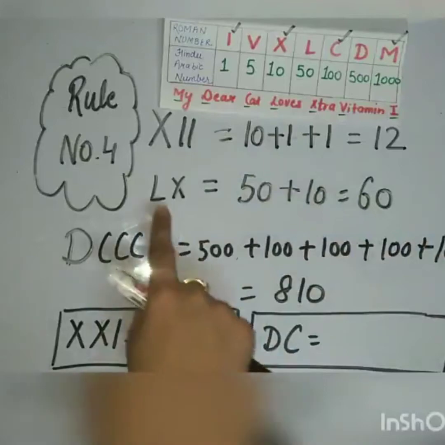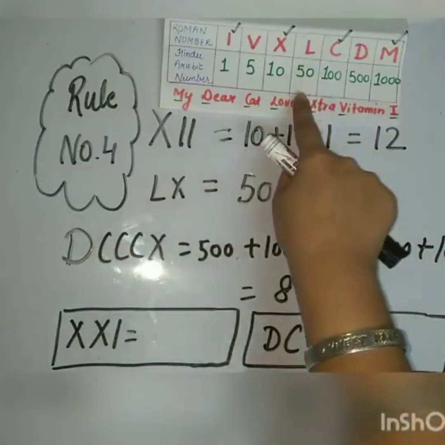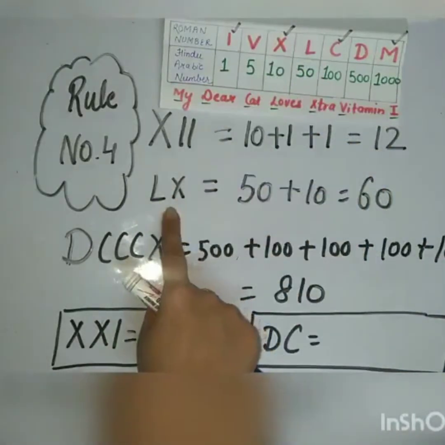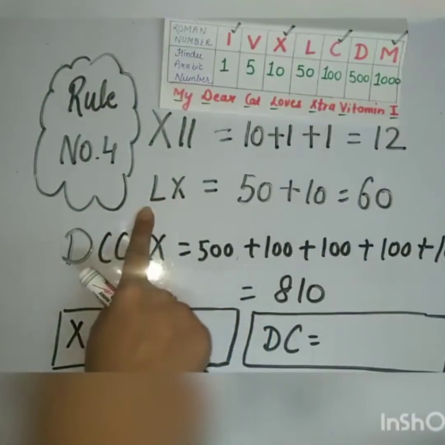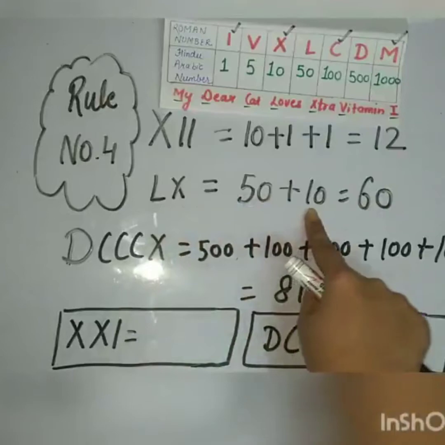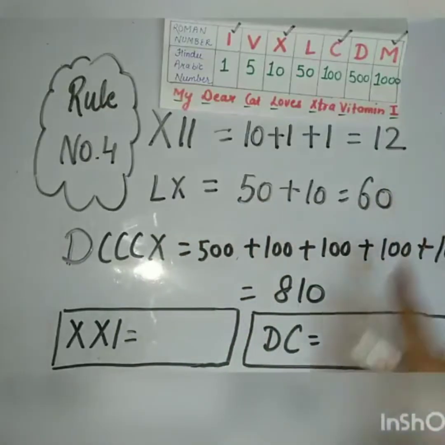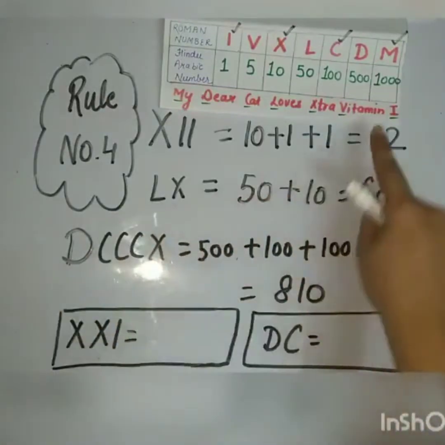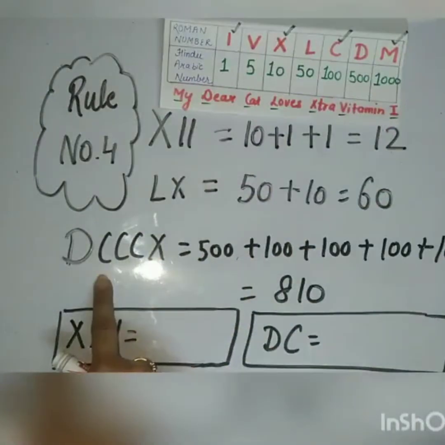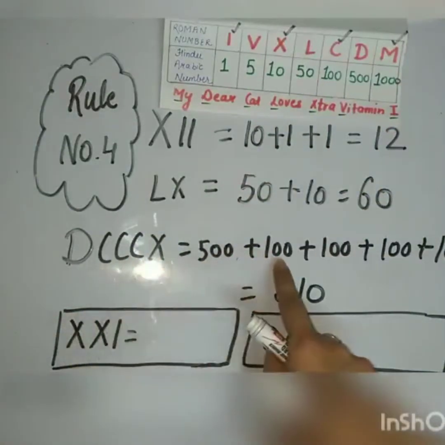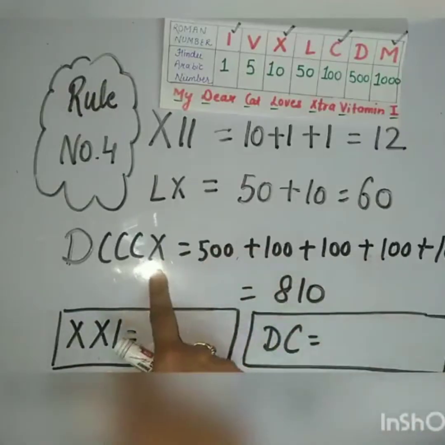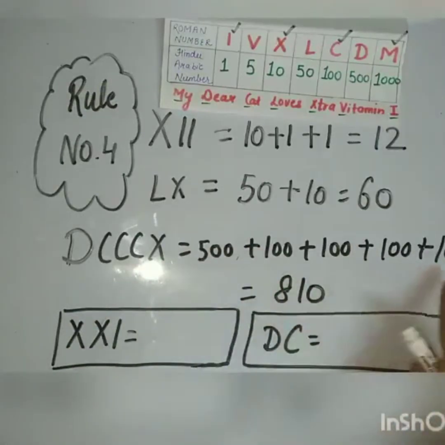L represents 50, X represents 10, so the smaller value X is written on the right side of the greater value, so it will be added. 50 plus 10 equals 60. Similarly, D represents 500, C represents 100. So 500 plus triple C, that means triple 100, plus X, which represents 10, is equivalent to 810.